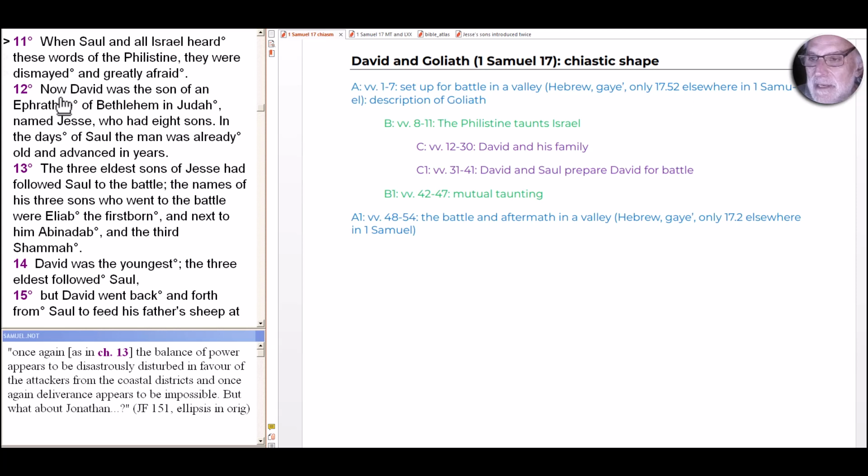But I want to highlight that here because it's placed in here, it interrupts and leaves a tension with Saul and all Israel being dismayed and afraid and what's going on. And it seems to take a step back.